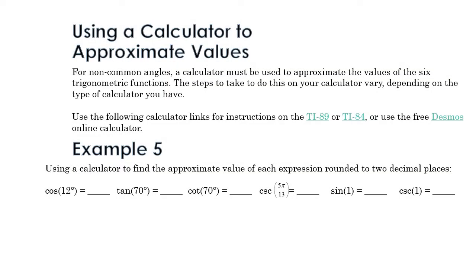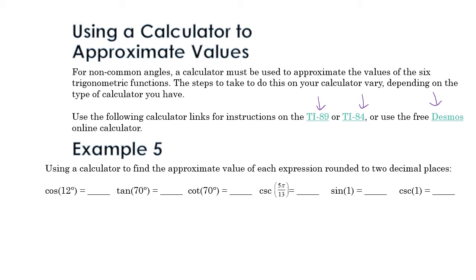Now for non-common angles, you can actually use the calculator to approximate the values of the 6 trig functions. The steps to take this on your own calculator vary depending on the calculator type you have. So what I'd recommend doing is, again, pull the PDF video notes up for this and click on any of the links, whichever one you're using. We are going to be able to use Desmos on the exams, so you are more than welcome to use Desmos to do this. If you don't own a graphing calculator, you do not need to buy one whatsoever.